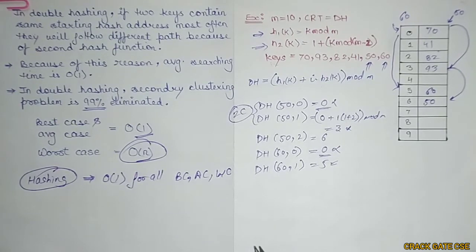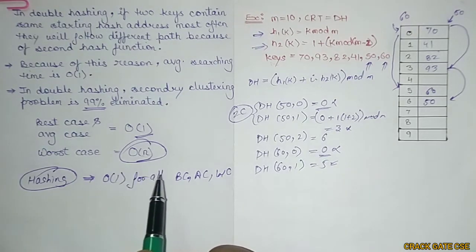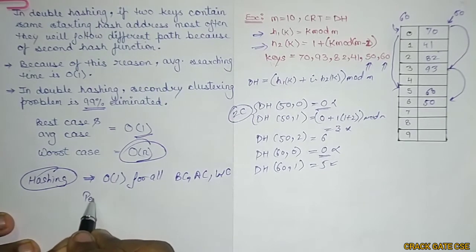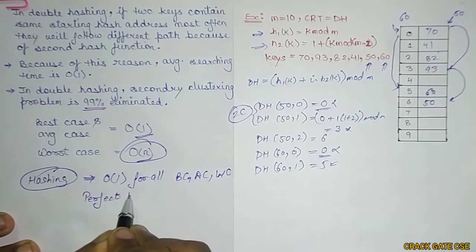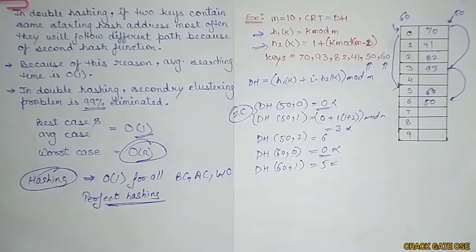So what do we need to do to get the time complexity of searching as order of 1 in all of the cases? The answer for this is perfect hashing. We can use the concept of perfect hashing to get the worst case time complexity for searching as order of 1. We will be discussing perfect hashing in the next video. I hope you got an idea how exactly things are working, what the disadvantages of linear probing and quadratic probing are, and how we can resolve these problems, right?